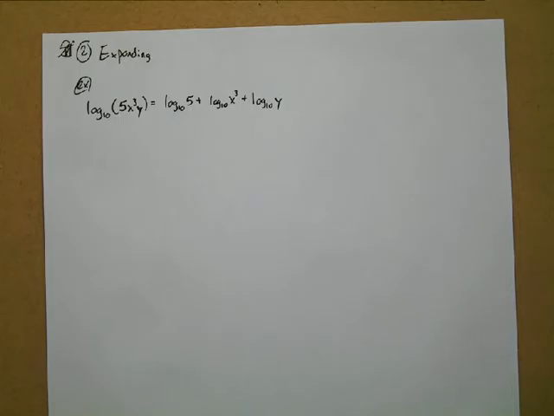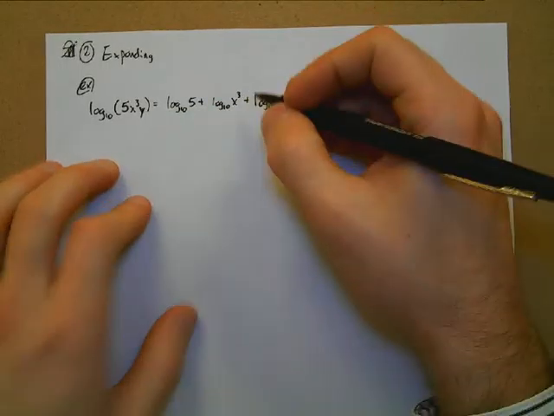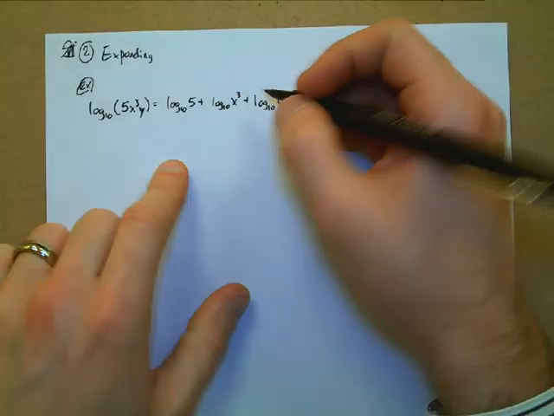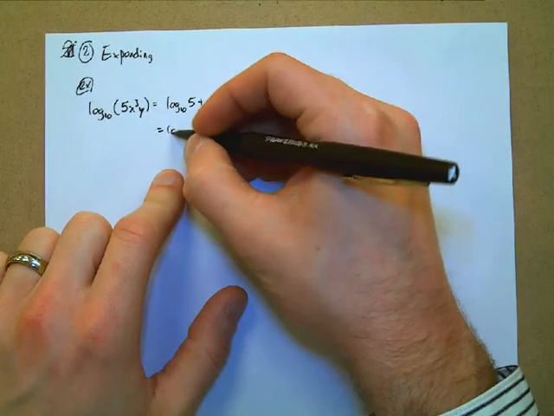What's one other thing we could do at this step to use one more property that we have? Exactly. Take the exponent of 3 and bring it out front. Since it's only the x that's being cubed, it's only going to go in front of the log of the x. So it'll be log base 10 of 5 plus 3 log base 10 of x plus log base 10 of y.